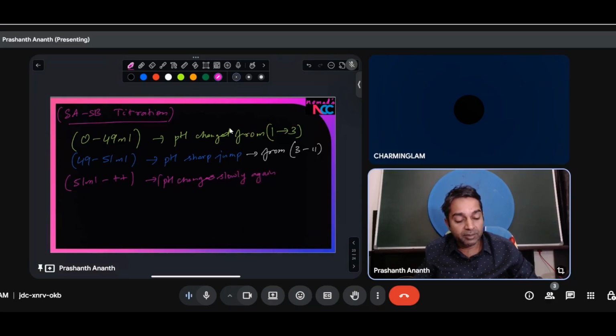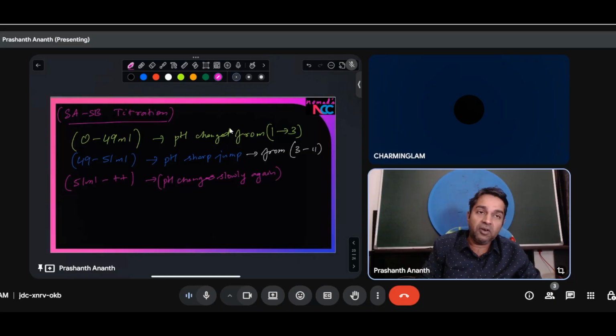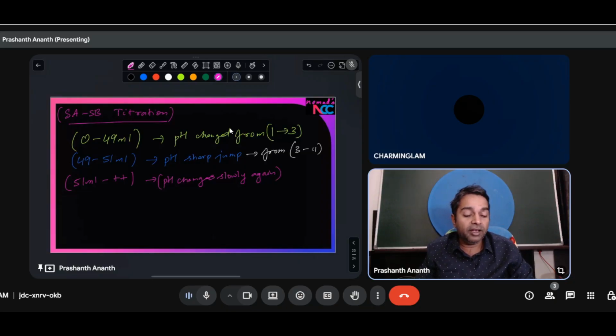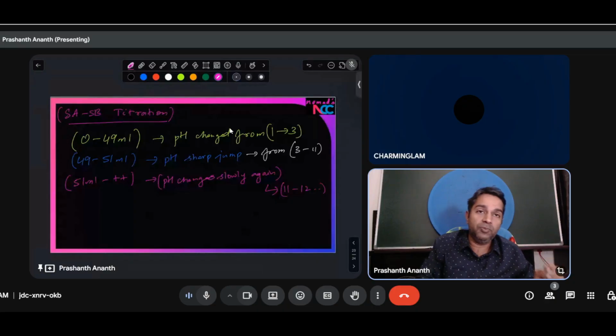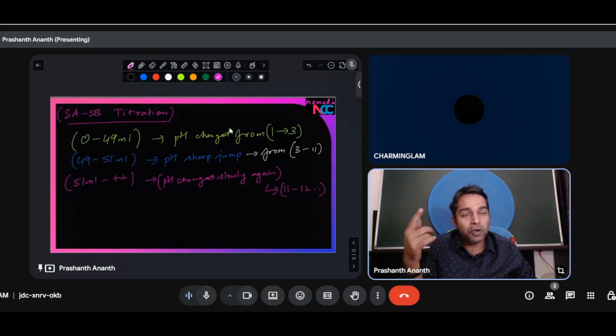So the pH change will be very, very slow in this particular case, not much of a change over here. Again, it will be something from 11 till say 12 point something. It will not go much beyond that. Why? Because the maximum it can go is, NaOH is 0.1 molar. Correct? Because I'm adding only 0.1 molar NaOH. That means the pH can maximum go till only 13. But it doesn't go till 13. Why? Because there is always extra 50 ml left over.